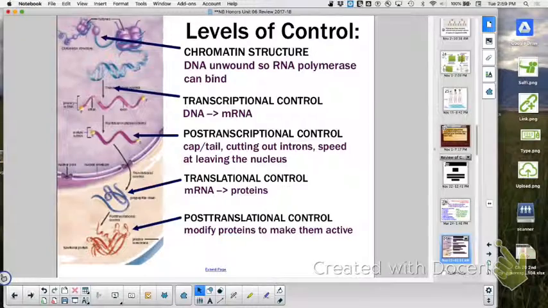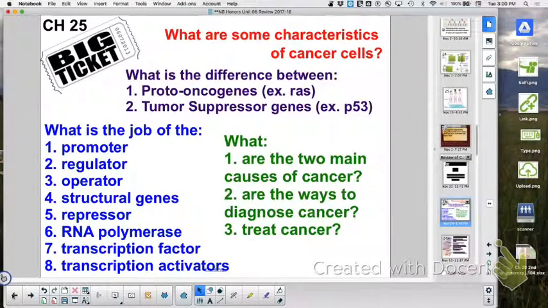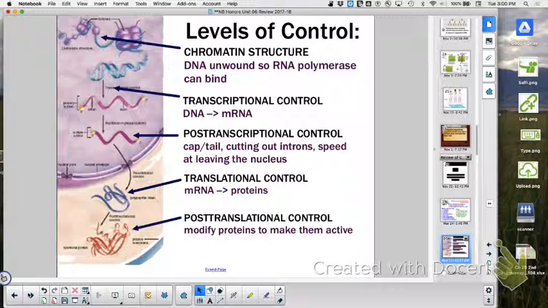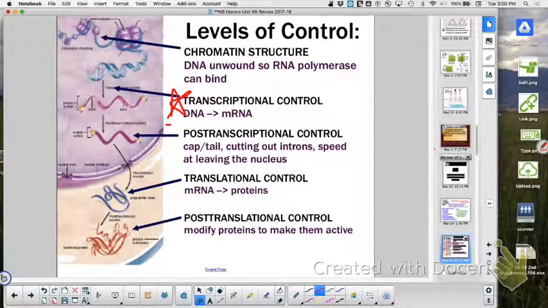What we just talked about right here is transcriptional control. And this is the superstar of control. This is where most control takes place, going from DNA to RNA. Previously above that, where it says chromatin structure, this is: is the DNA unwound? Is it even available for transcription?